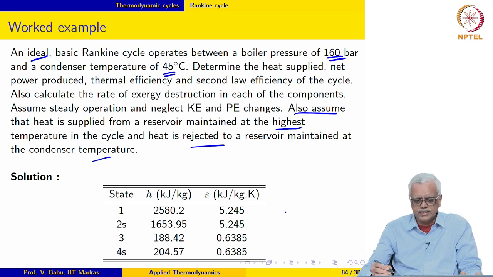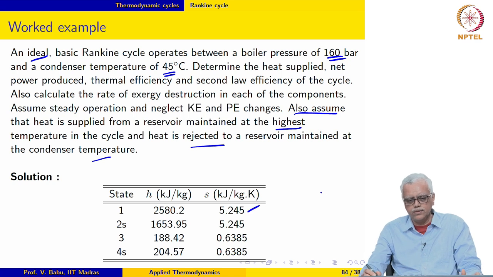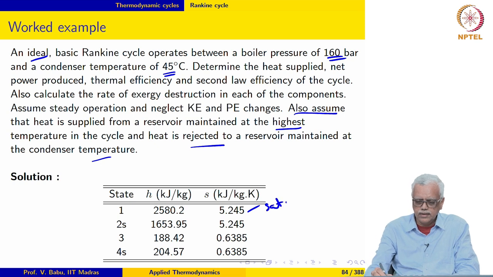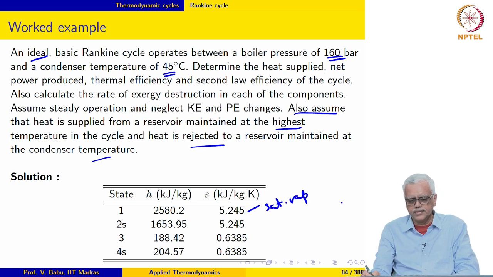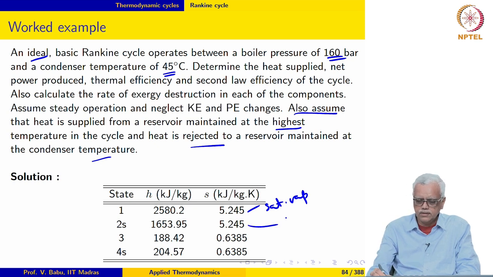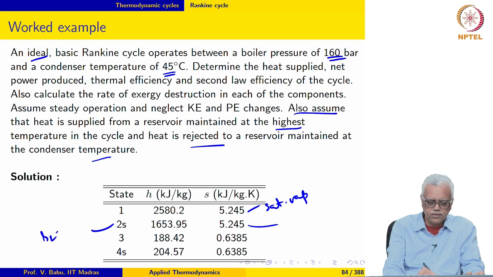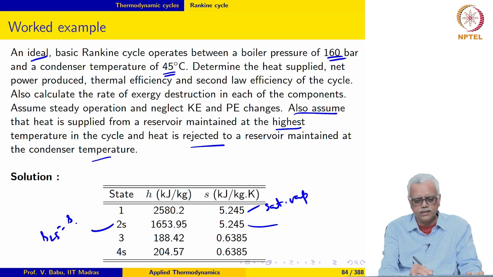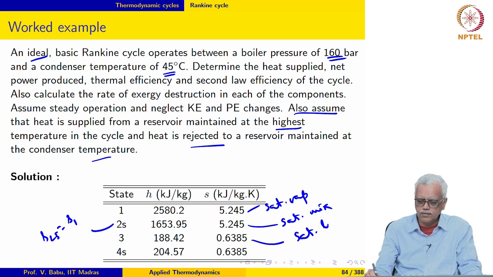Okay. So basically, we can look up these values based on the states that we have mentioned. At entry, as I said before, it is a saturated vapor. And at state 2S, remember this is located by using the fact that S2S is equal to S1. So this is a saturated mixture, and state 3 is a saturated liquid, and state 4 is a compressed liquid state.